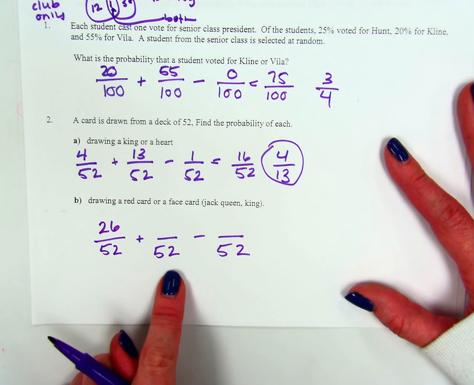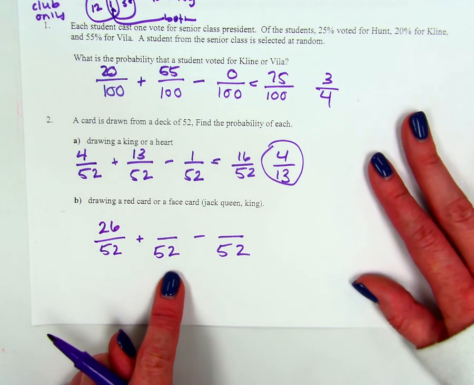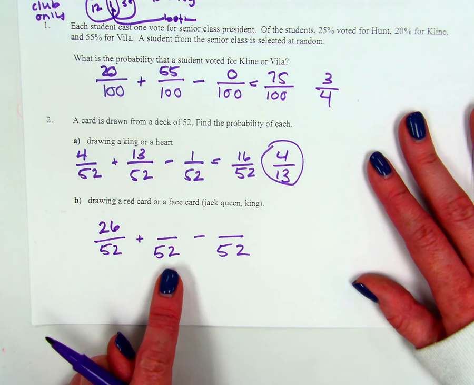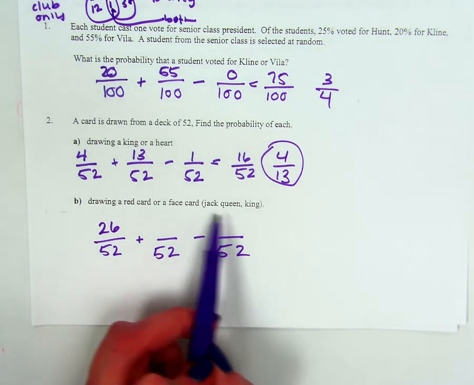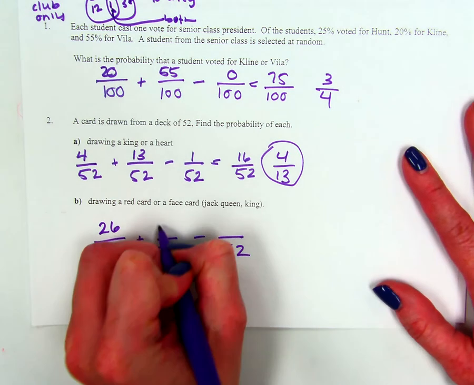Or a face card. So that's our jack, queen, king, or ace. So that's 4 times, or jack, queen, king, excuse me, not the ace. So jack, queen, king. So we have 4 of those each. So 4 times 3 is going to give us 12.